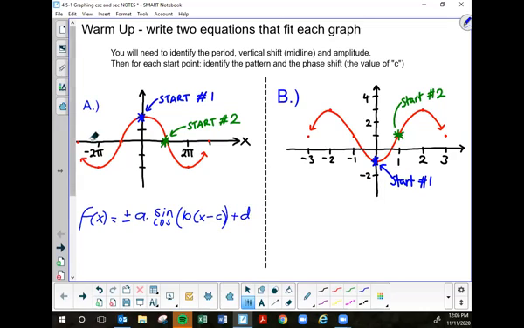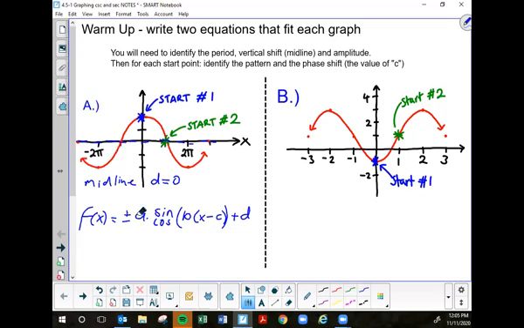So I'm going to start you off on this one. Your midline is the x-axis. So the first thing we look at is the midline on this graph, which tells us that the vertical shift, D, is 0.